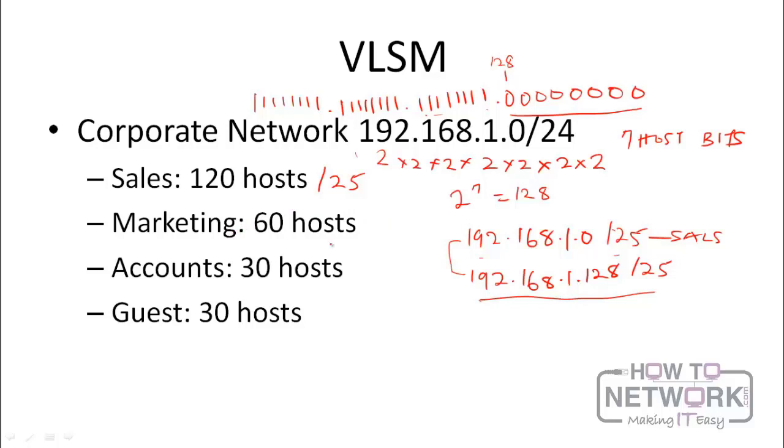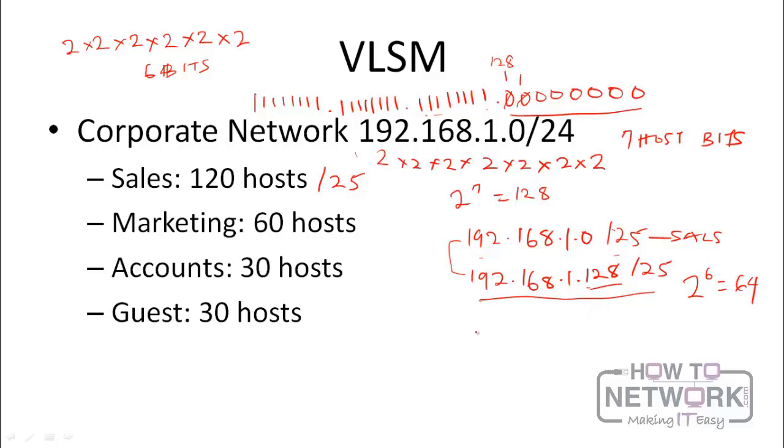So for marketing, we need 60 hosts. And for 60 hosts, we're going to try to find the number of host bits that we need. And we can do that by saying 2 times 2, which is 4, times 2, which is 8, times 2, which is 16, times 2, which is 32, and times 2, which is 64. If we count that, we will have 1, 2, 3, 4, 5, 6. That's 6 bits. And that means that we are going to subnet once more. So we are going to be reducing our host bits further by another 1 bit. So we're now going to have 6 host bits. And to get the number of hosts that we needed was 2 raised to the power 6, which is 64.